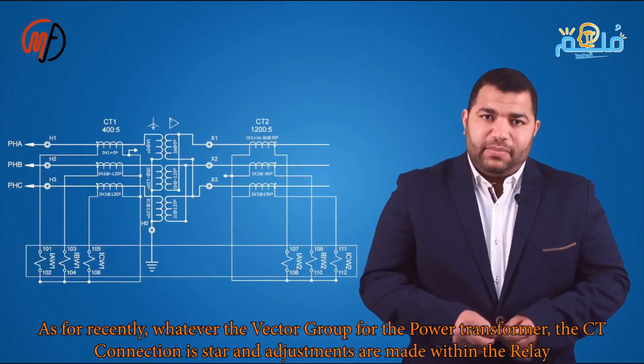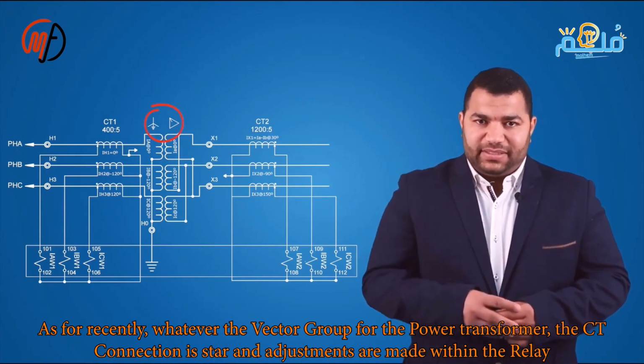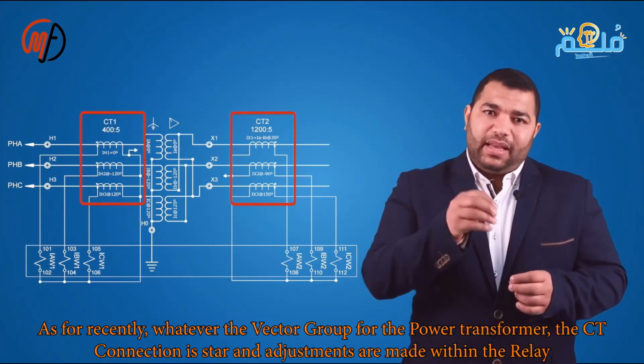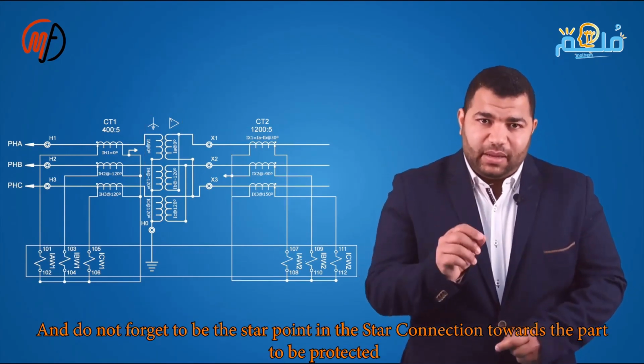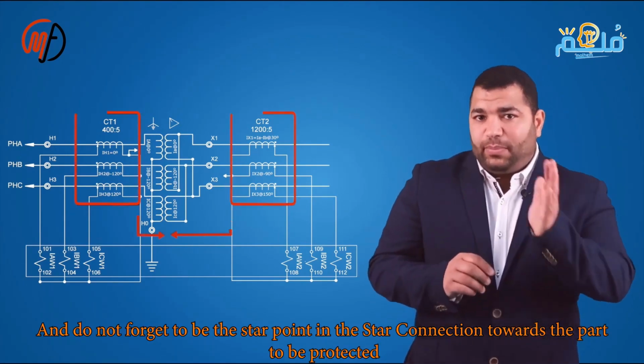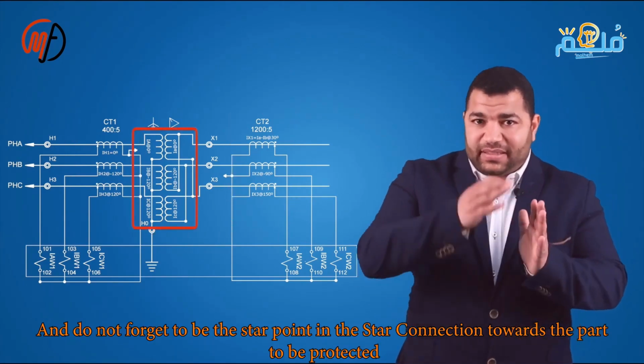Nowadays, regardless of the vector group of the power transformer, the CT connection is in the form of star, and adjustments are made within the relay. We should also remember that the star point in the star connection should be directed toward the protected element, towards the part that needs protection.